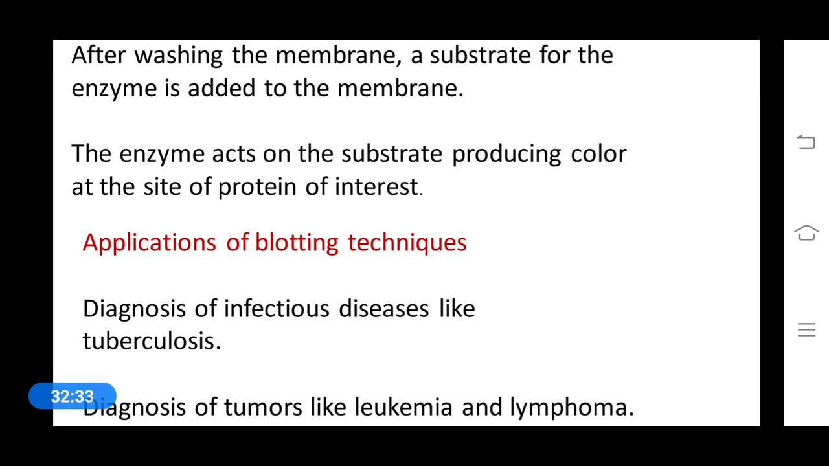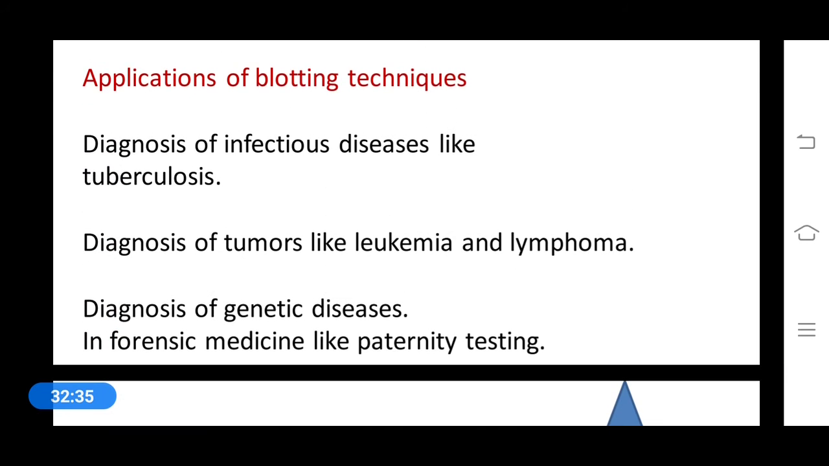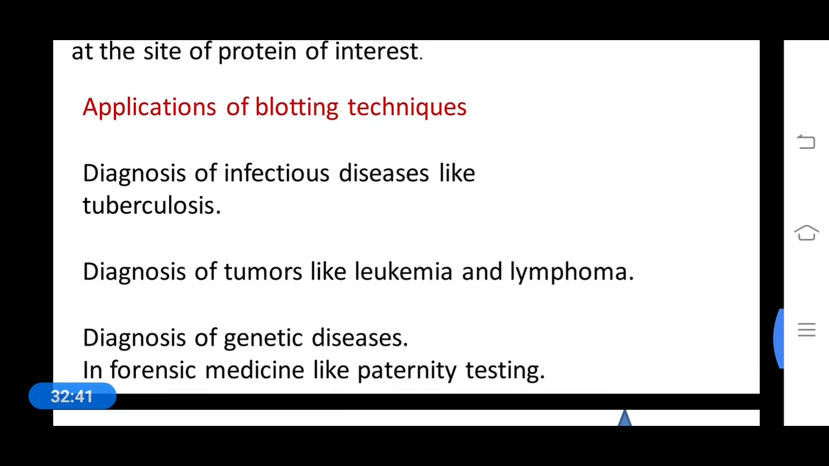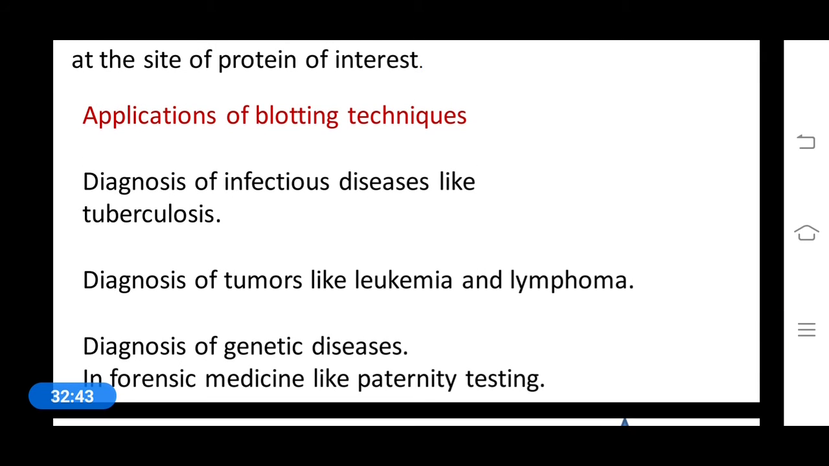So coming to applications, obviously in diagnosis of infectious diseases like tuberculosis, diagnosis of tumors like leukemia, lymphoma, diagnosis of genetic diseases, in forensic medicine like paternity testing, and also for identification of HIV this particular Western blotting is used.